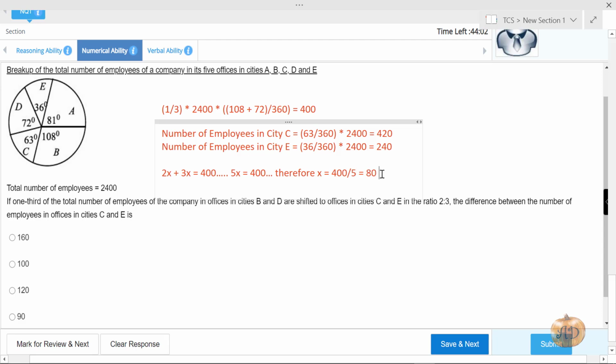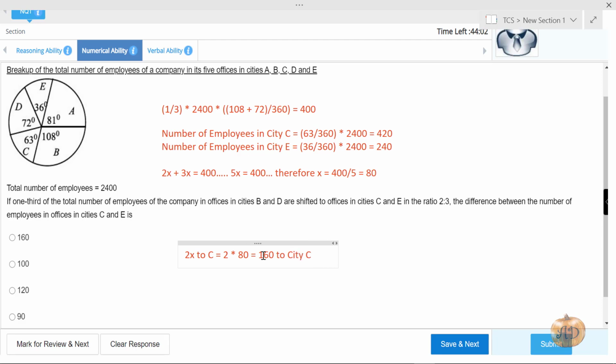So this means that one part, x, equals 80. And now the transfer is done: 2x is shifted to city C. So 2 into 80 equals 160 to city C, and 3x to city E, that is 3 into 80 equals 240 to city E. So now you have to add in this. So total in city C equals 420 plus 160, that is equal to 580.